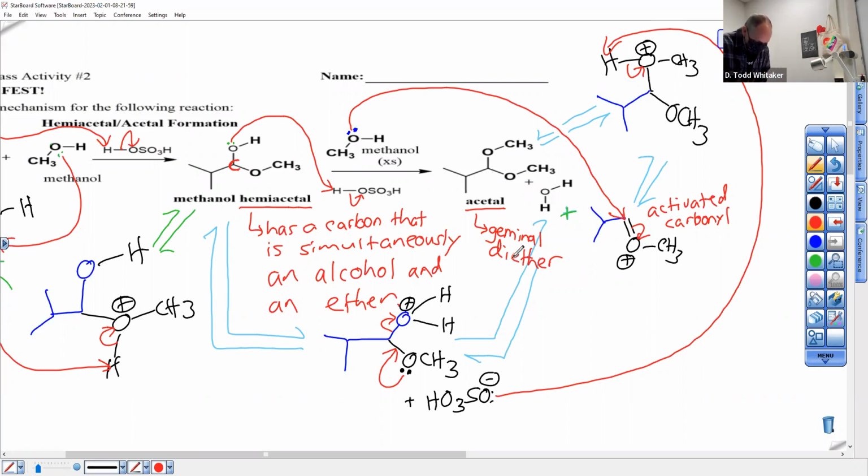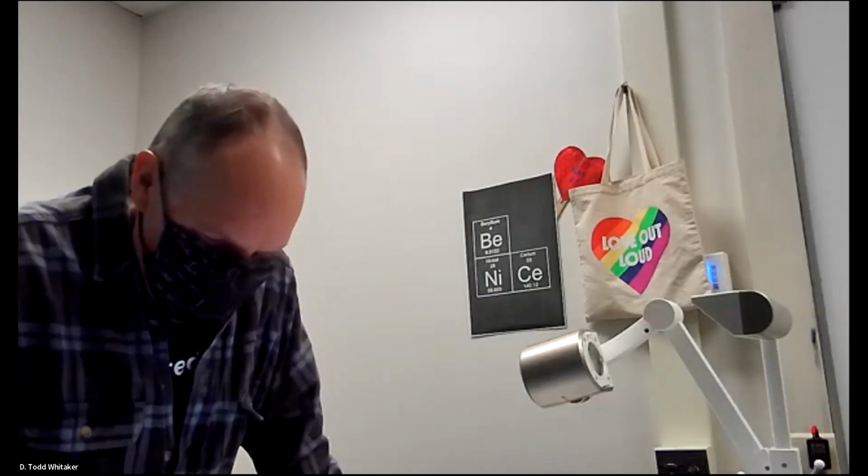Okay, new words, new functional groups. We're going to use these functional groups extensively every test, both hemiacetal and acetal. They don't go away ever. So we're going to do another activity where we do hemiacetal, acetal. Why not? Coming right up.